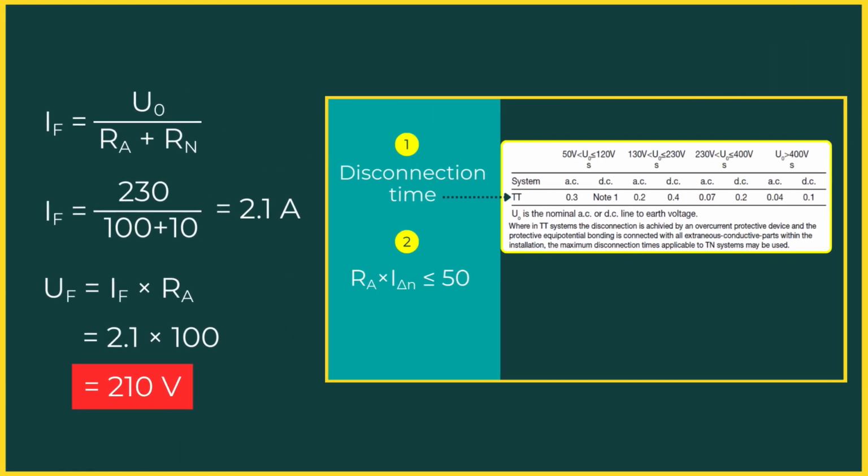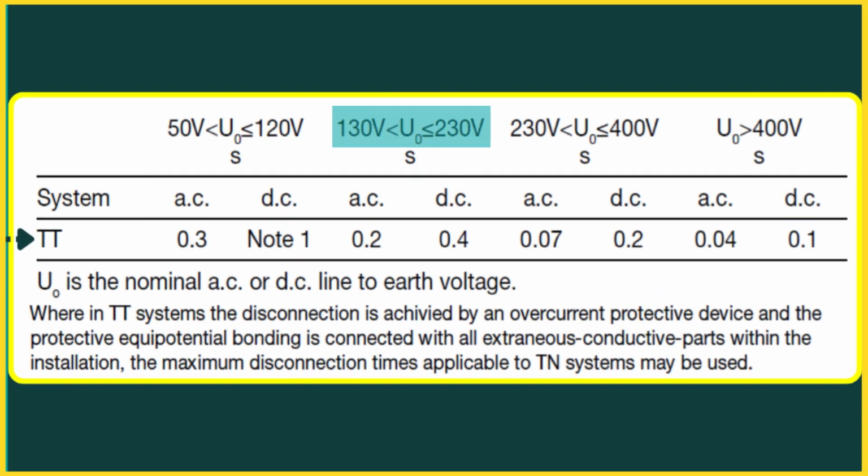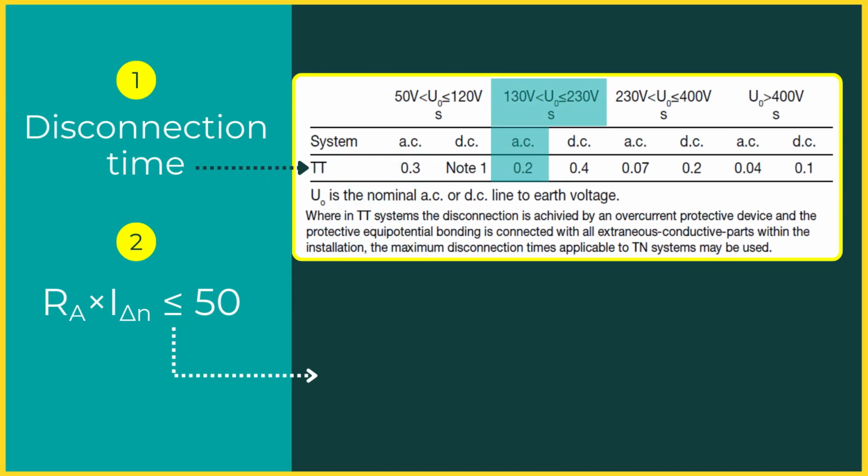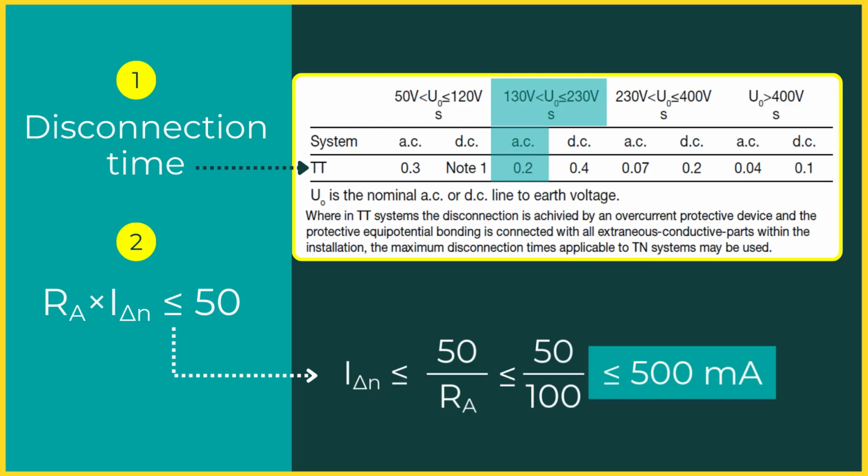To satisfy condition 1, for a network with a nominal phase-to-earth voltage of 230 volts, IEC 60364 specifies a maximum disconnection time of 0.2 seconds. To satisfy condition 2, the maximum permissible RCD operating current is 0.5 amperes.